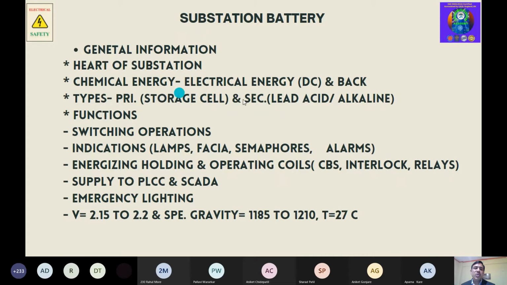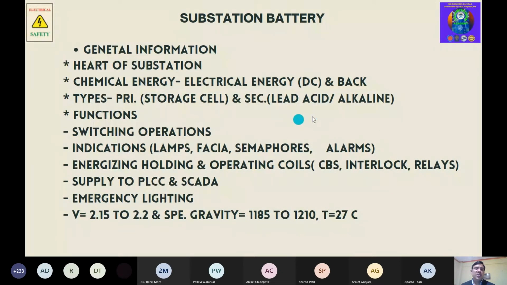So it is a process where, when we charge, electrical energy is converted into chemical energy, and when we discharge, chemical energy gets converted into electrical energy. We have different types of cells, like primary or secondary cells.